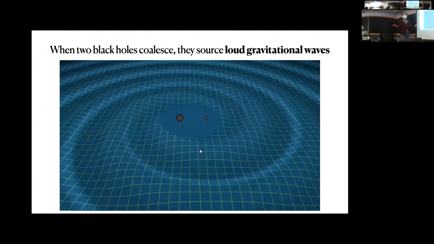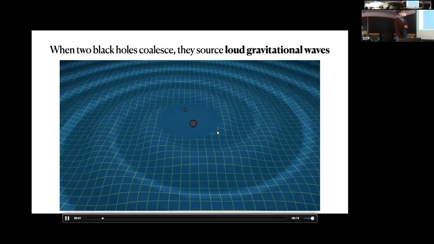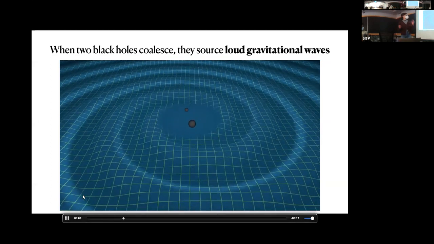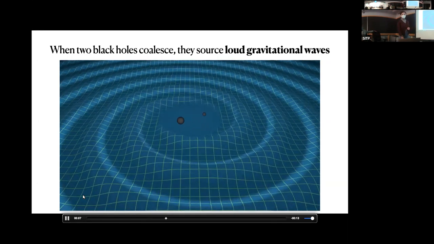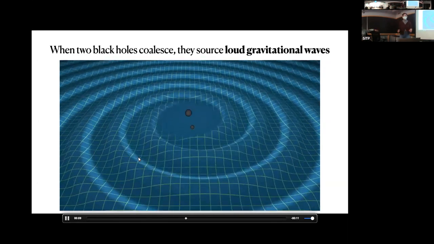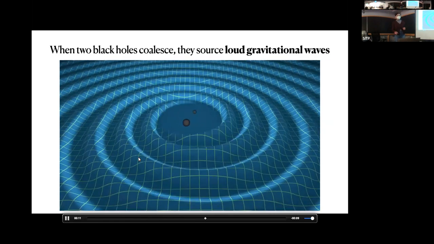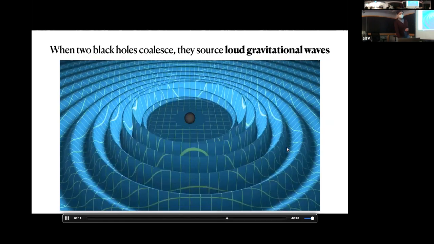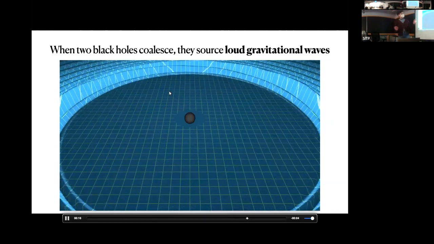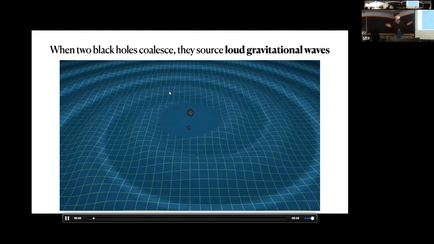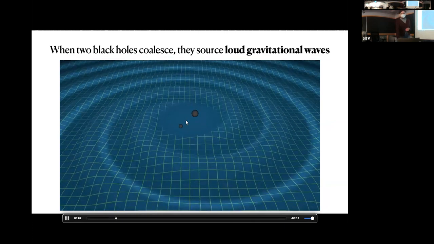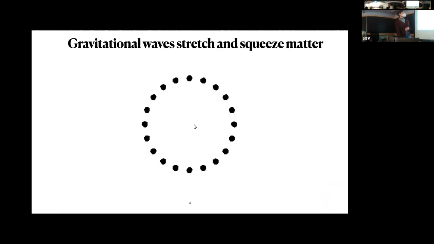We can't actually see when two black holes merge. But as I said, there's this gravitational radiation that gets sourced from these binary black holes. You can think of this gravitational radiation as perturbations on the background space-time, and they then travel out from the source across the universe, interacting very weakly. And so they reach us here on Earth and we can detect them.